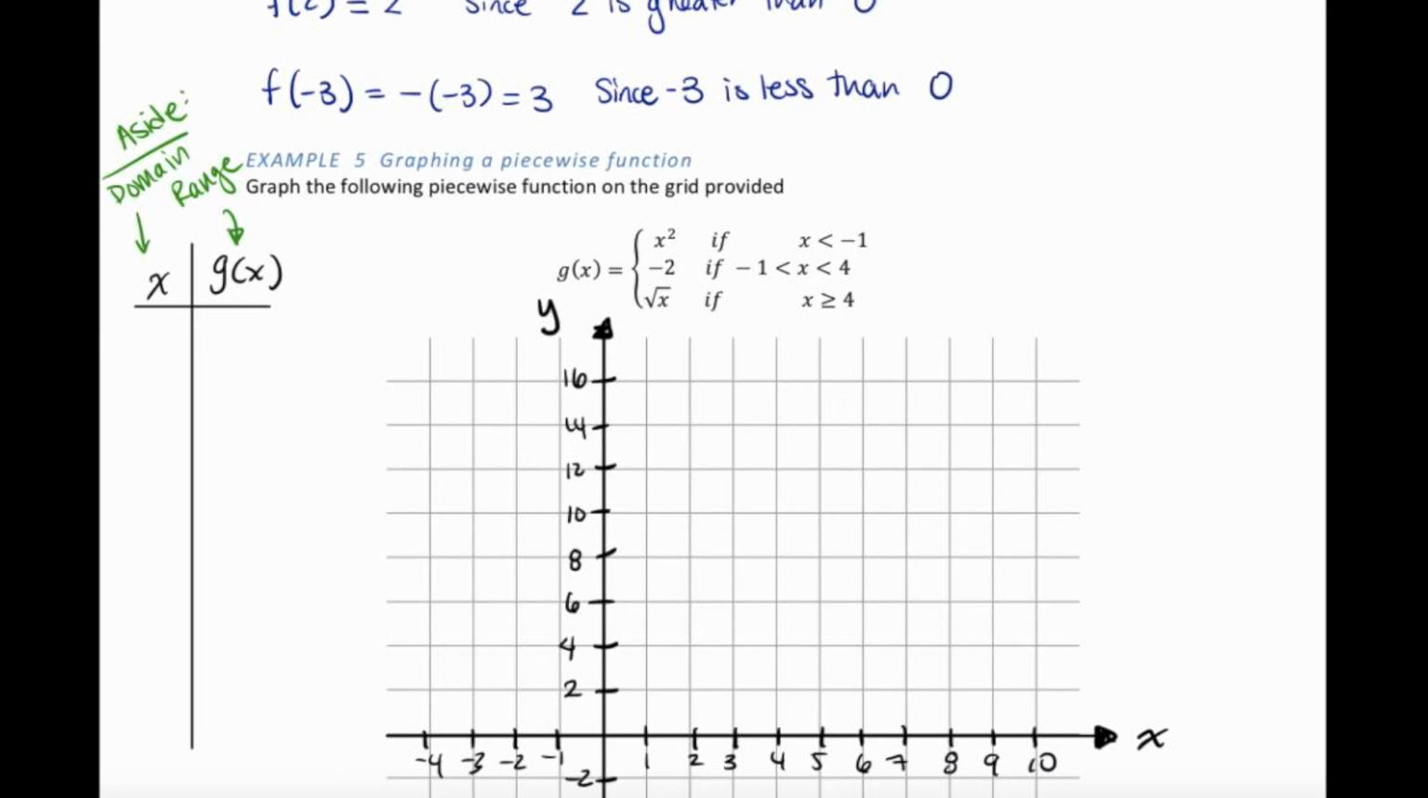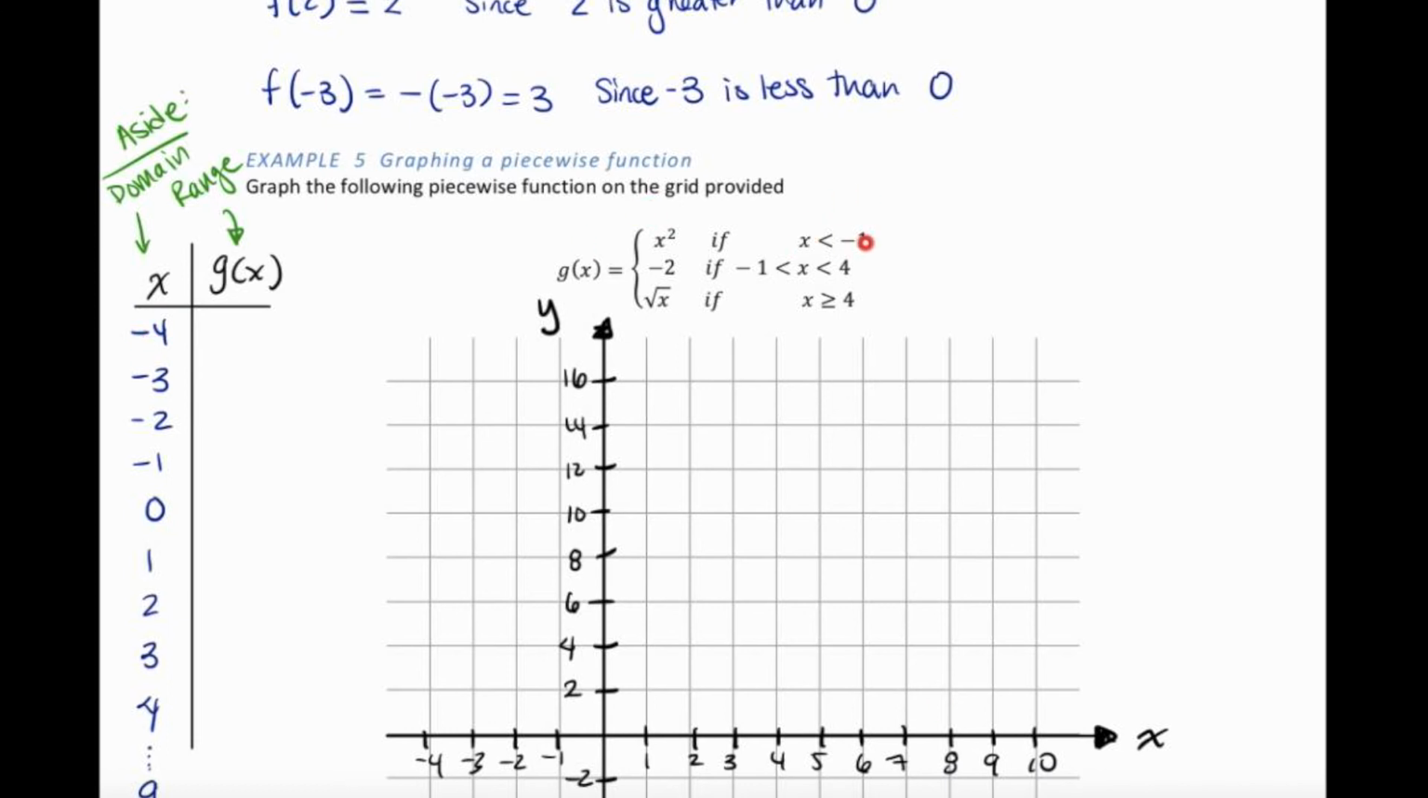So I'm going to go all the way from negative 4, negative 3, negative 2, negative 1, 0, 1, 2, 3, 4. And then, for reasons that will become obvious, I'm going to skip all the way from 4 to positive 9. So when x equals negative 4, which part of this definition are we under?